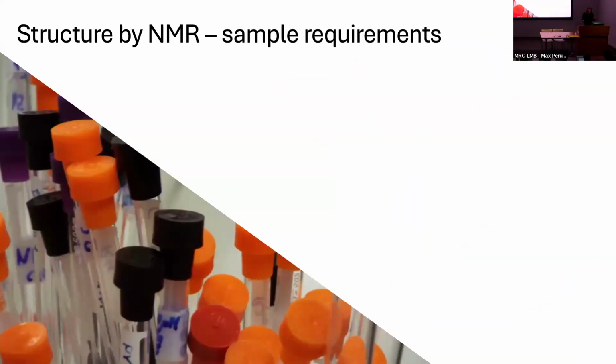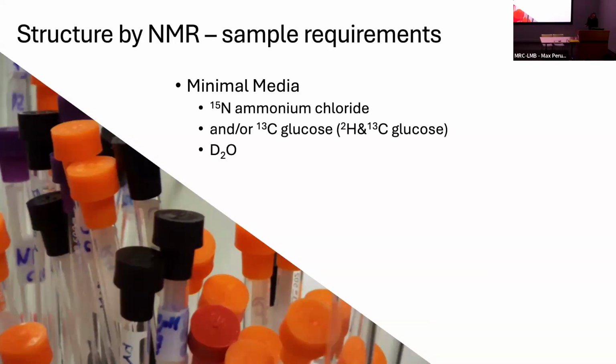I mentioned it slightly on the last slide, so I think now is a good opportunity to refresh what our sample requirements are for your NMR sample. We ideally need your sample to have been expressed in E. coli recombinantly in minimal media. That's minimal media you can order from the kitchens here at the LMB, and then you need to supplement that either with 15N ammonium chloride as the sole nitrogen source, and if you want it double labeled, also 13C glucose or deuterated 13C glucose as your sole carbon source.